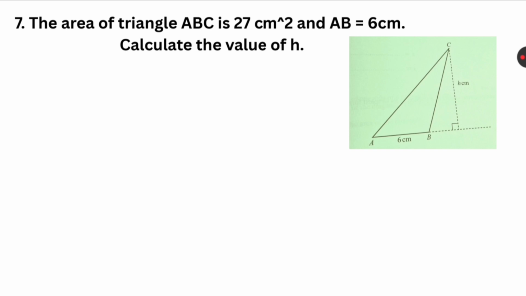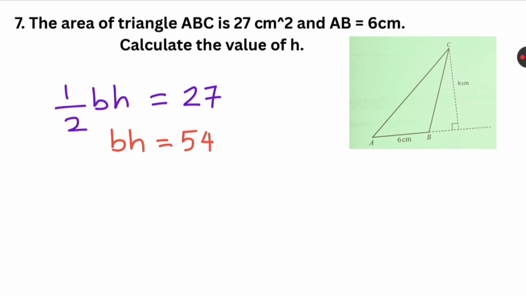The area of triangle ABC is 27 centimeter square and AB is 6 centimeter. Calculate the value of height. Here, what is given? They gave a triangle. And we know the area of the triangle formula. So what is the area of the triangle formula? Half times base times height. So what is given is the area of the triangle, 27 centimeter square. Half times BH is 27. Then BH is 54, isn't it?